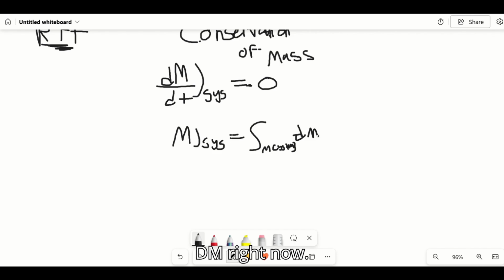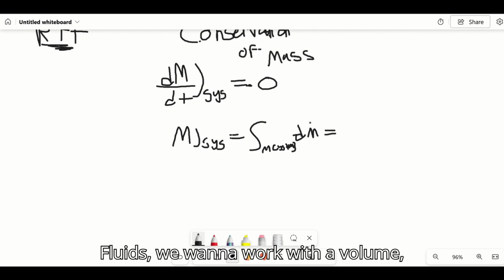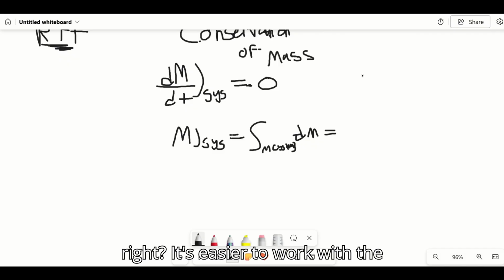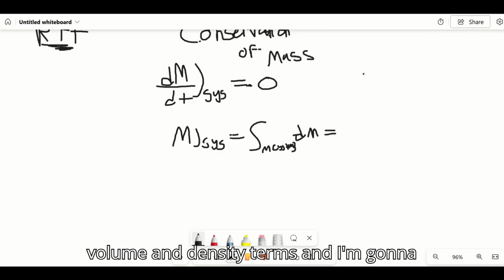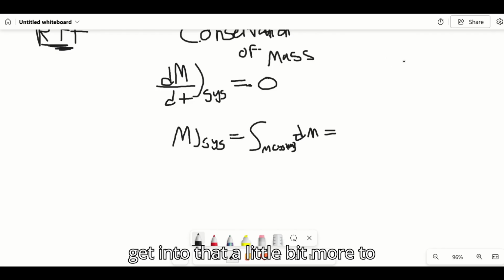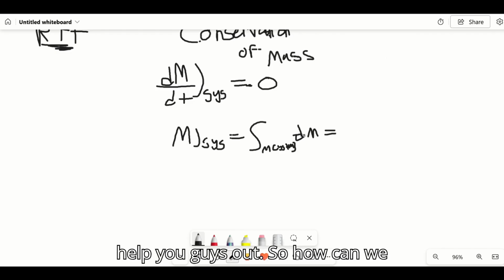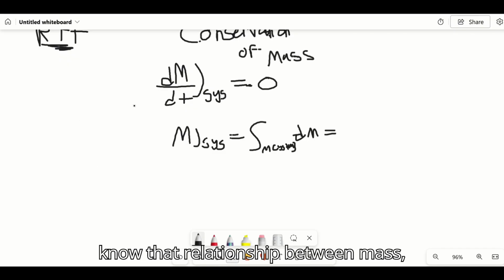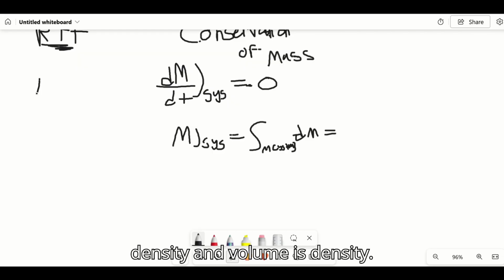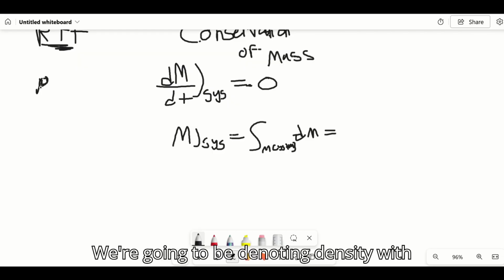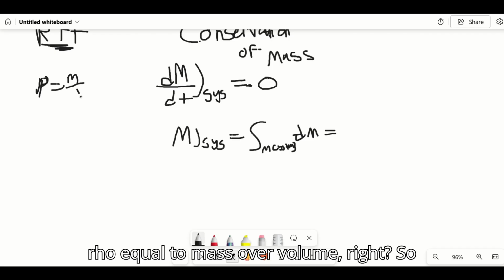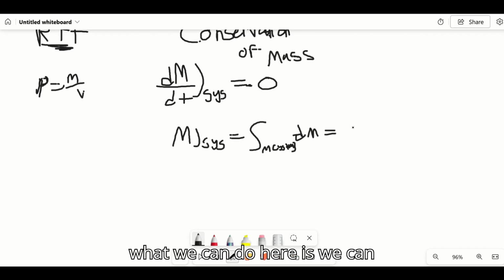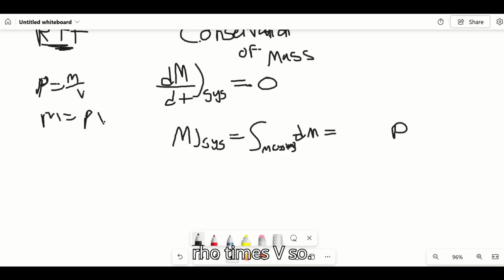Now for fluids, we want to work with a volume, right? It's easier to work with volume and density terms, and I'm going to get into that a little bit more to help you guys out. So how can we rewrite mass in terms of density? We know the relationship between mass, density and volume: we're going to denote density with rho, which is equal to mass over volume, right? So mass can be rewritten as rho times V.